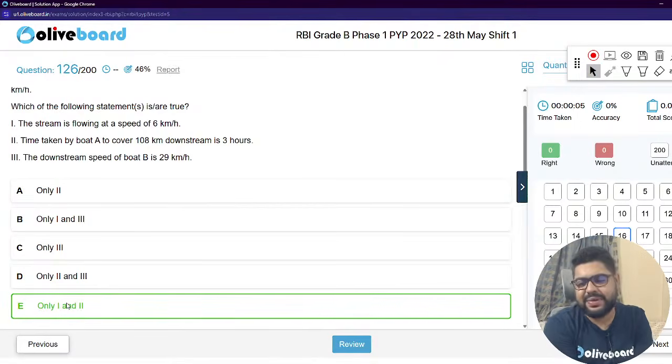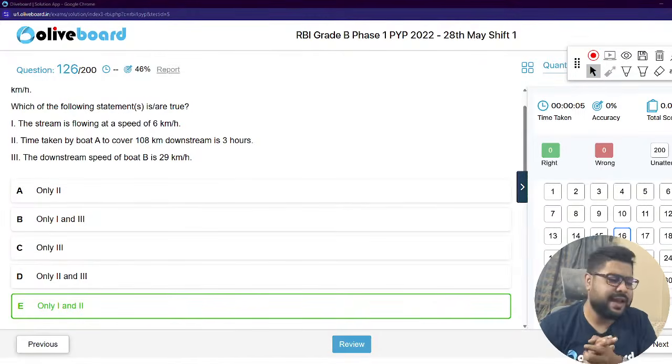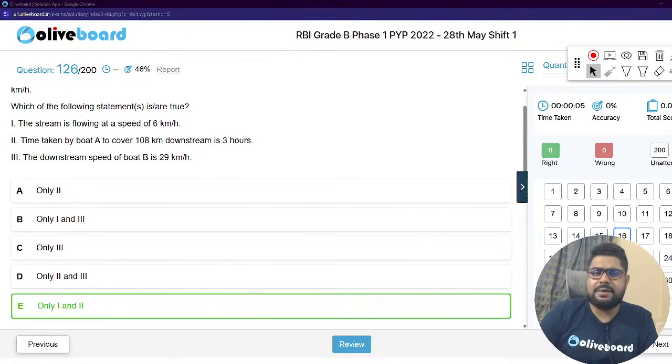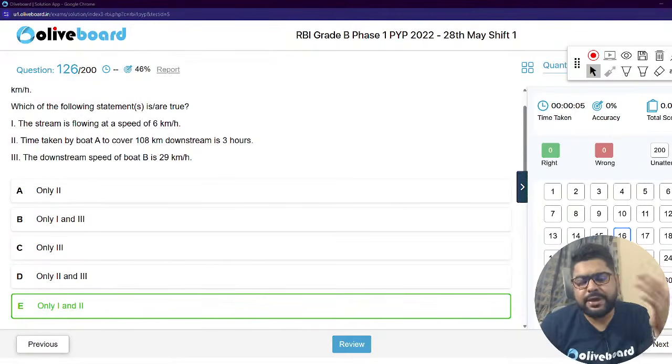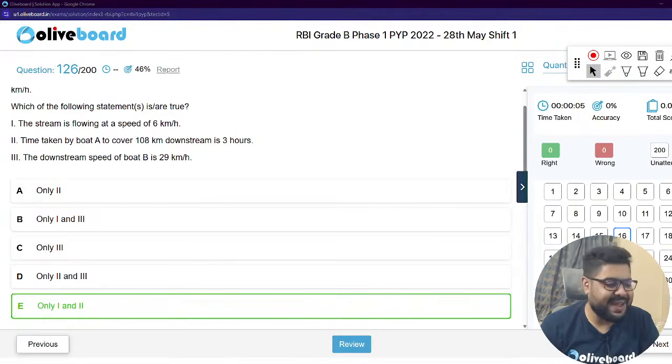Answer finished. So this was our small class on the analysis, the first part of the analysis for the 2022 shift 1 paper. The rest of the part 1 DI set and the other parts we'll do tomorrow. And we will continue throughout this month and most probably the next month for the other sets as well.